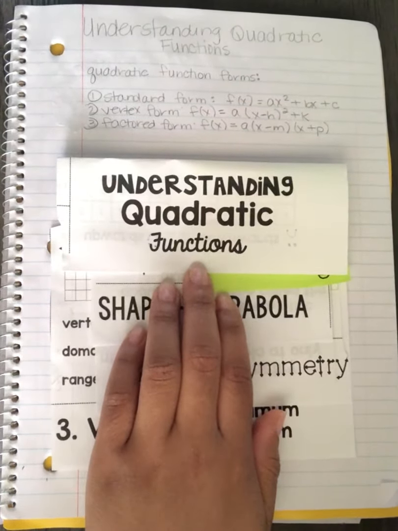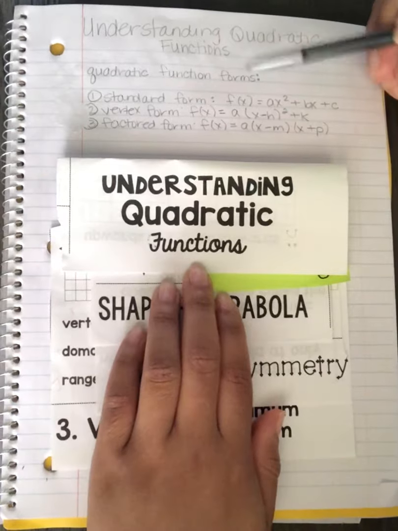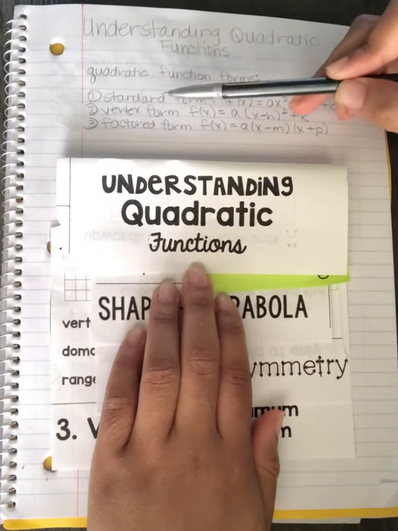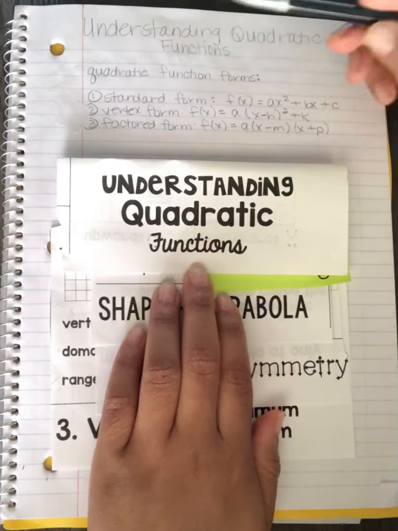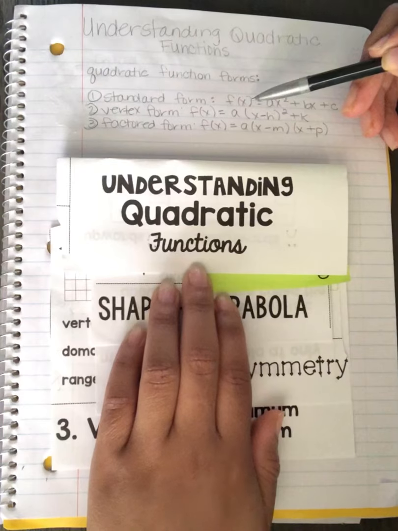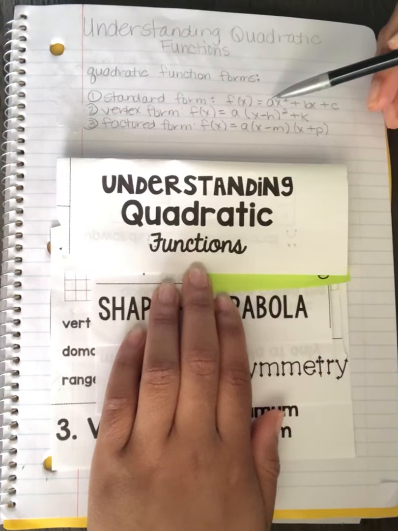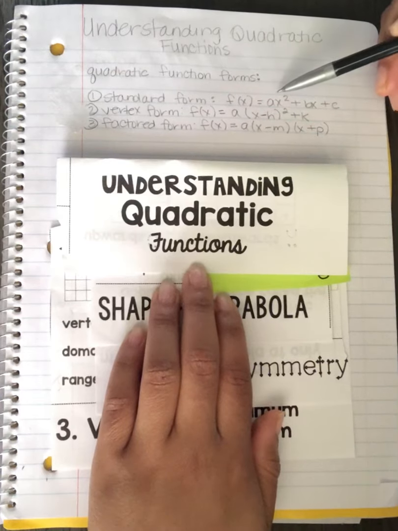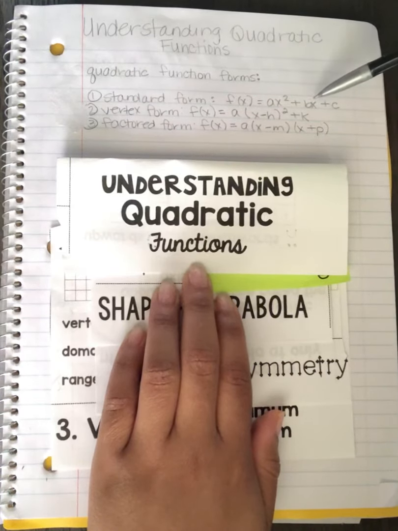This lesson is about understanding quadratic functions and some important characteristics of them. So we have to know three forms for quadratic functions. My first form is standard form, which is f of x. Remember, f of x is just a fancy way of saying y is equal to ax squared plus bx plus c. Ax squared is my quadratic term, bx is my linear term, and c is my constant.